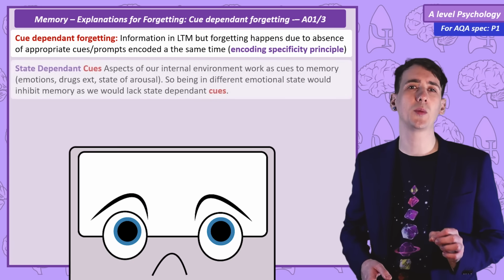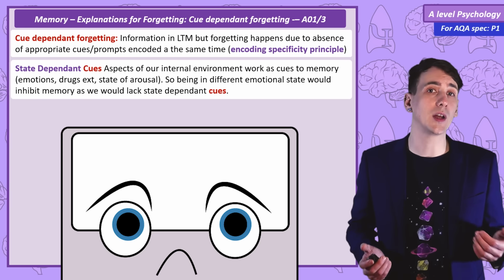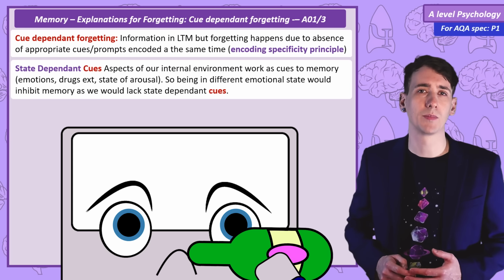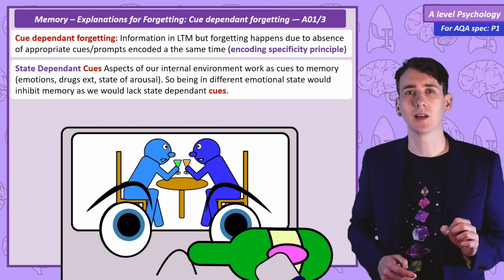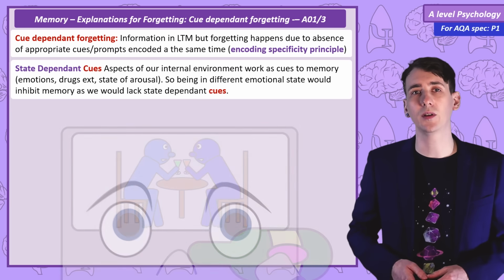State-dependent cues are the cues that we get from our own internal environment. This can be a mood, a state of arousal like high anxiety, or if your internal environment is affected by alcohol or drugs. Now, we would argue that recall is better if, when recalling information, we're in the same state as when the information was coded.